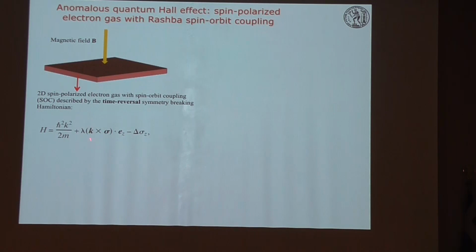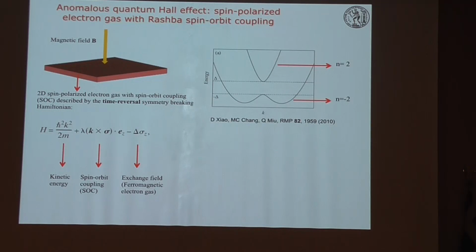This is the spin orbit coupling term. This is the Zeeman term. So the photonic analog of this system, so before going into this, this is the typical energy dispersion for such a system. This is the Chern numbers for the two bands for such a system.